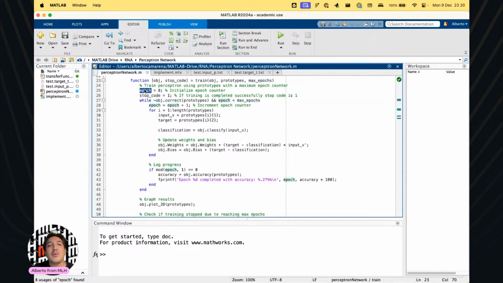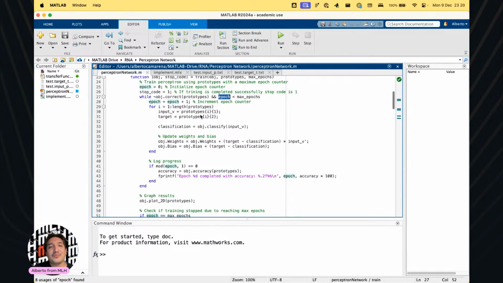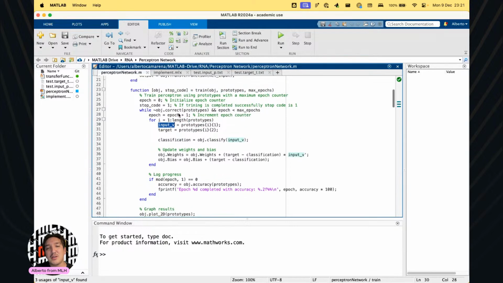So we start initializing epochs to zero, and while not all predictions of the prototypes are correct, that means we are going to train this until all predictions are correct, or we hit the max number of epochs, right? So every time we increase the epochs by one, but for every element in the prototype, we get the input vector and the target vector.